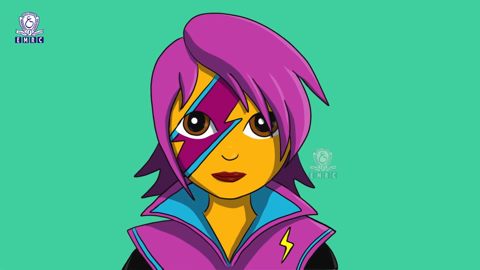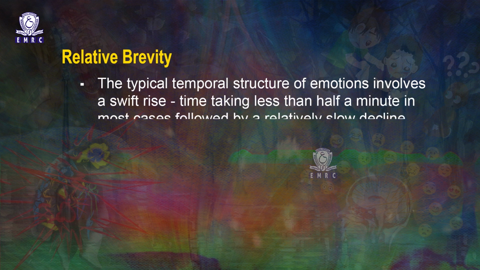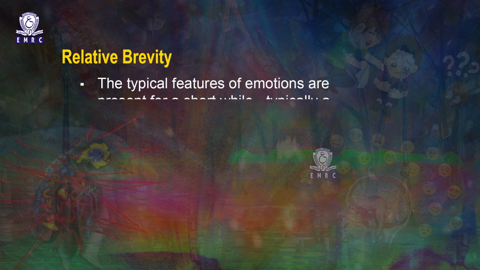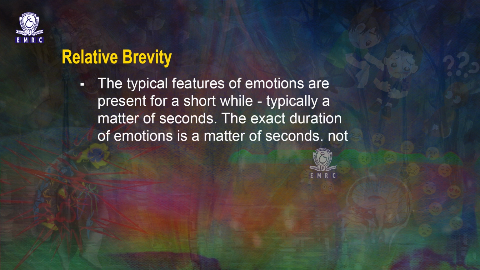When we say that emotions are transient, we do not mean that they cannot last more than a few seconds. The typical temporal structure of emotions involves a swift rise time taking less than half a minute in most cases, followed by a relatively slow decline. The typical features of emotions are present for a short while, typically a matter of seconds. The exact duration of emotions is a matter of seconds, not minutes, hours or days.